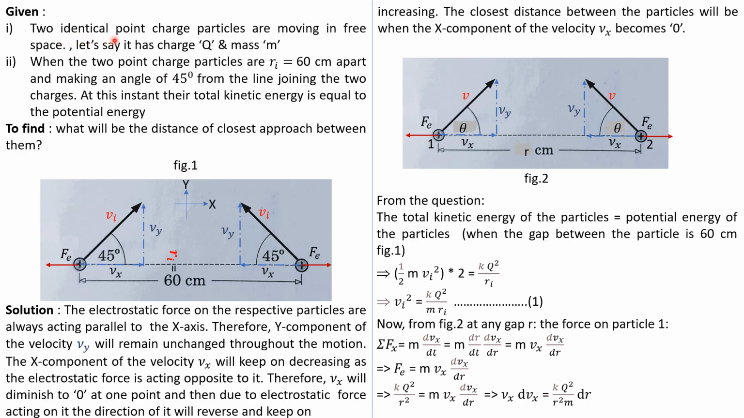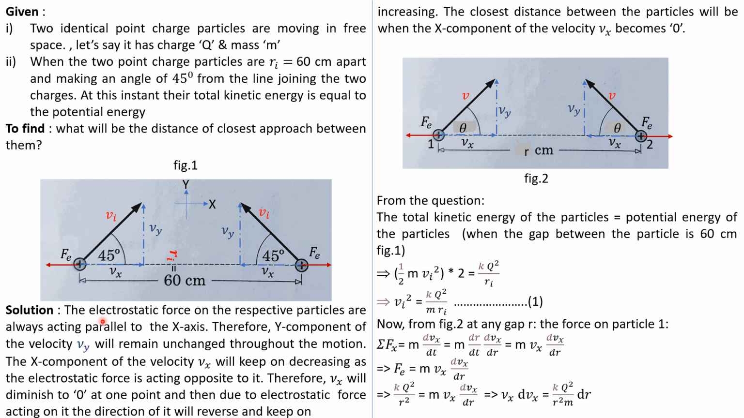Given is two identical point charge particles moving in free space. We have assumed that Q was the charge on it and its mass is M. So when the two point charge particles are Ri is equal to 60 centimeter apart, I stands for initial condition, R subscript I, and making an angle of 45 degree from the line joining the two charges. At this instant, the total kinetic energy is equal to the potential energy, and we have to find the distance of closest approach.